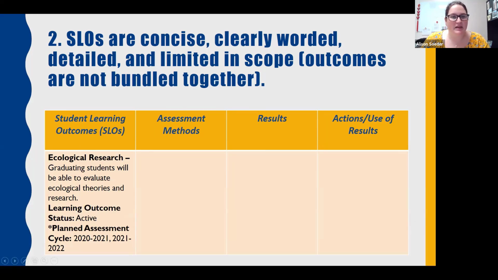So this is an academic example. SLOs are concise, clearly worded, detailed, and limited in scope. Again, outcomes are not bundled together. For our SLO, we're looking at our ecological research, and that's our SLO name. Graduating students will be able to evaluate ecological theories and research. This is an active learning outcome, and it was assessed in the 2020 to 2021 cycle and will be assessed in the 21 to 22 cycle. So take a couple of seconds, read through that again if helpful, and then go ahead and write that in the poll.